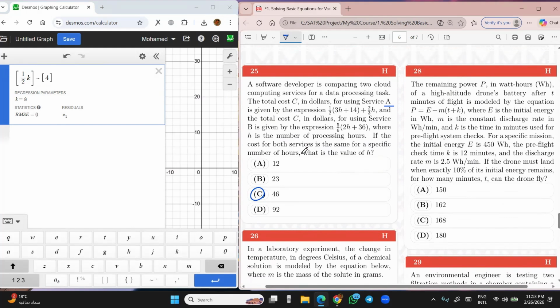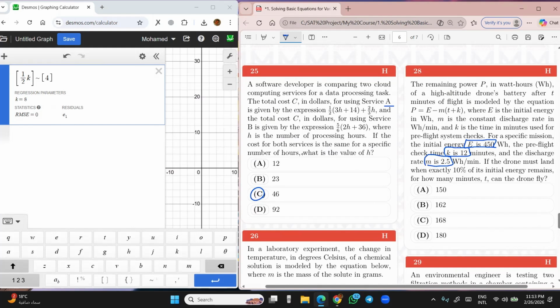The remaining power P in watt hours, WH, of a high altitude drone's battery after T minutes of flight is modeled by the equation P is equal to E minus M into T plus K, where E is the initial energy in WH, M is the constant discharge rate in WH per minute, and K is the time in minutes used for pre-flight system checks. For a specific mission, the initial energy, E, is 450. Pre-flight check time, K, is 12 minutes. And the discharge rate, M, is 2.5 WH per minute.